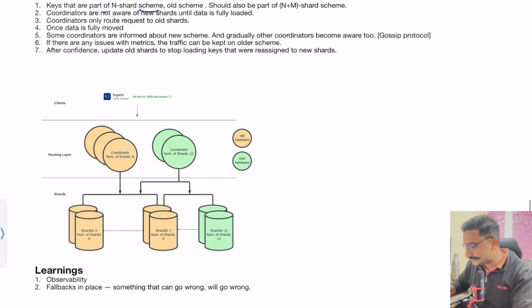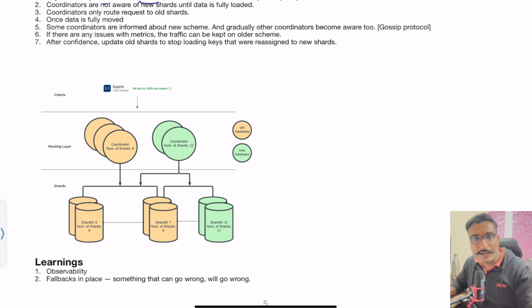Now after that, whenever new shards are introduced, they are not known to the coordinator unless the coordinators are informed about them. The coordinator is basically your routing service. So the routing service is only informed about the new shards once the data is fully moved. Whatever data needed to be moved is fully moved, and the new set of shards is ready to serve the traffic.